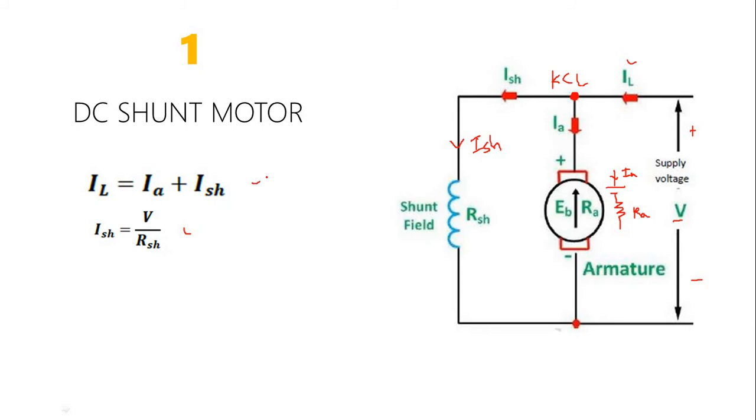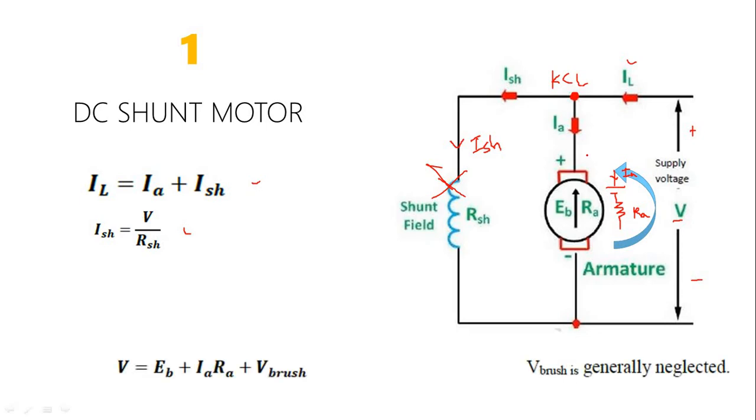Now how can you write the voltage? Just by applying KVL, neglecting the shunt field winding, apply KVL to this loop to get the supply voltage V. First, mark the polarity based on the direction of current. Here the direction is downward: plus, minus, plus, plus, minus. Based on this direction, mark the polarity, so that I can write plus V and plus EB minus IaRa equals 0.